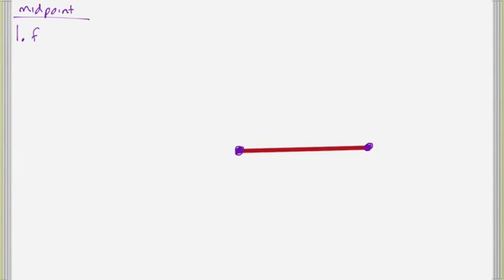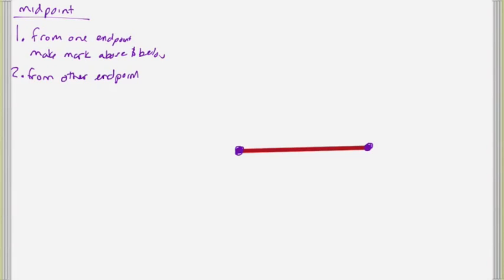So our first step is going to be, from one endpoint, make a mark above and below. And then from the other endpoint, make the same size marks.